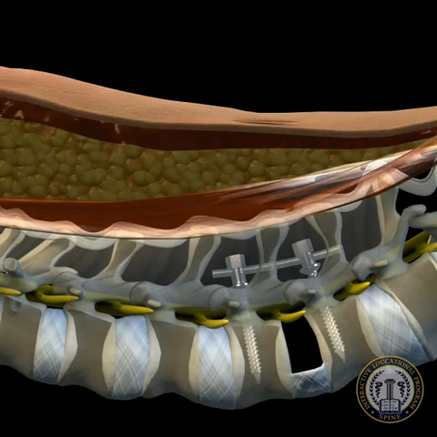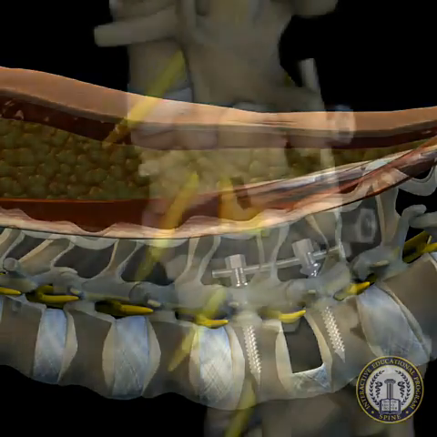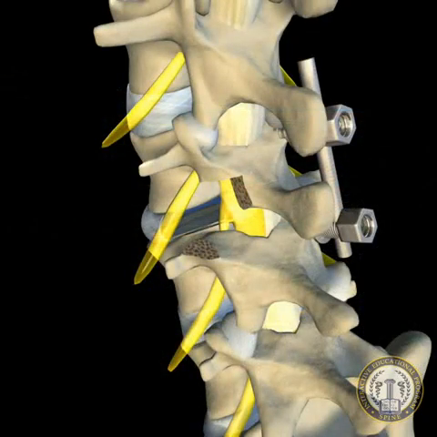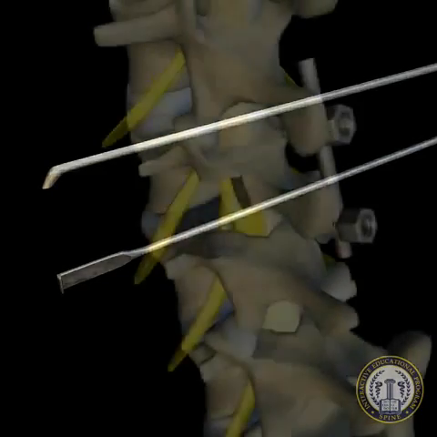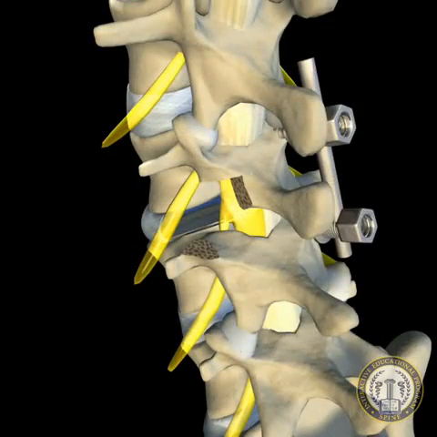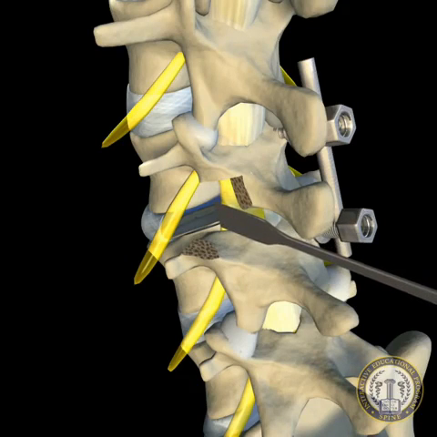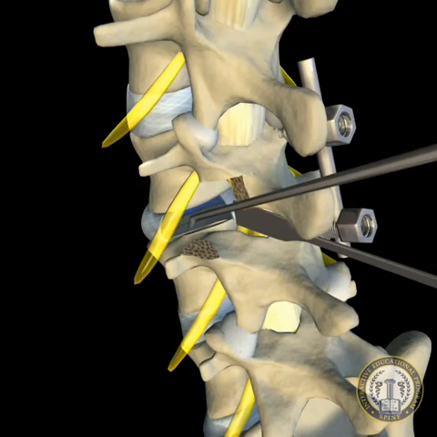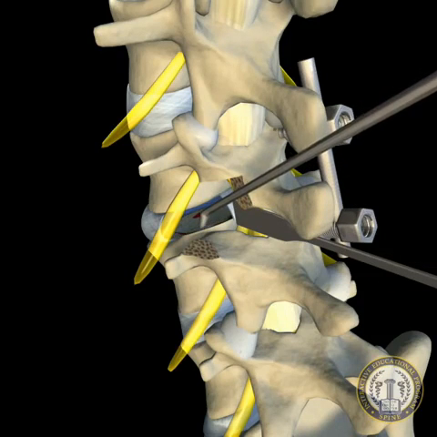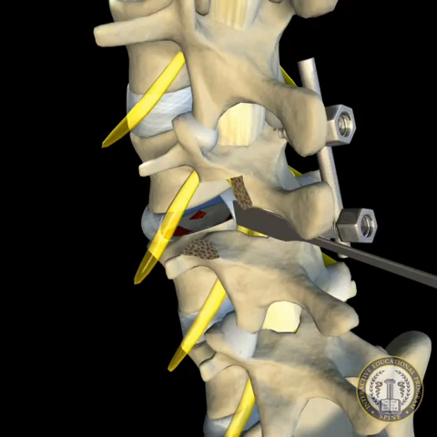Once the optimal disc space distraction has been achieved, end plate preparation is performed using a series of down-pushing curettes and end plate scrapers. A small retractor is used to protect the traversing nerve root, and the exiting nerve root may need to be slightly elevated if performing an L5 to S1 fusion. The cartilaginous end plates are then removed and the bony end plates are decorticated but left structurally intact.